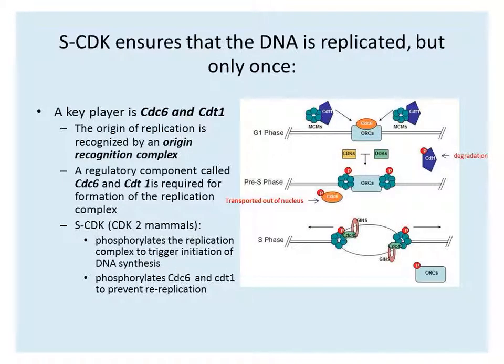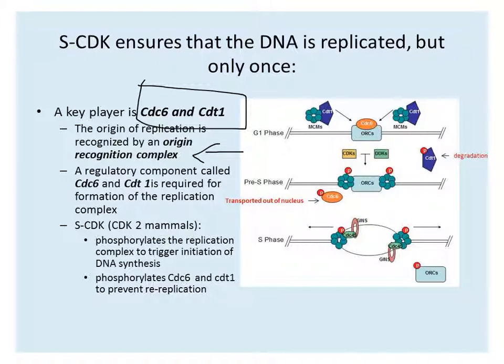Another important target that's been identified for the S-CDK when it is active is both the CDC6 and CDT1 proteins, which we heard a little about last week in one of our presentations, and also phosphorylation of what's called the origin recognition complex, the ORC.